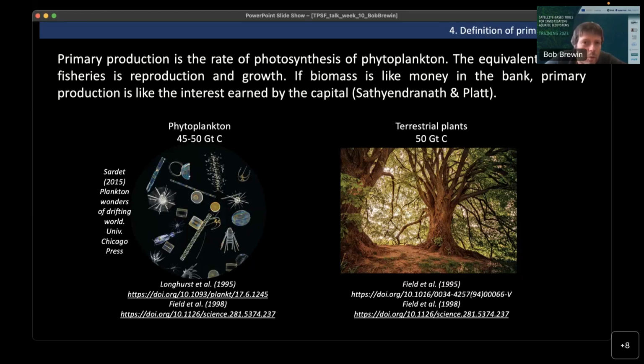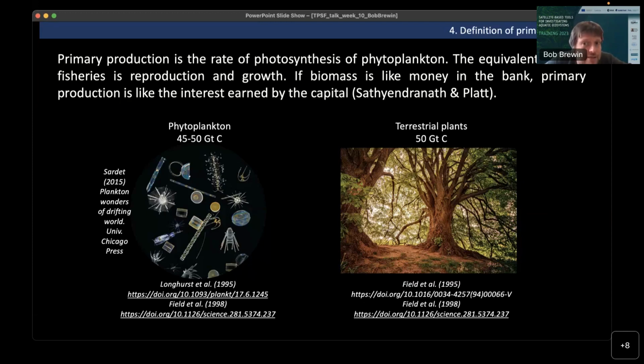Now, one of the very interesting things with phytoplankton, if you recall earlier on in this lecture series, we talked about how the biomass of phytoplankton is minuscule compared to the biomass of all plants on land. Well, when it comes to primary production, things are very different. Primary production by phytoplankton is pretty much equivalent in the ocean to that by terrestrial plants on land. So both contribute around 50 gigatons of carbon to global primary production.